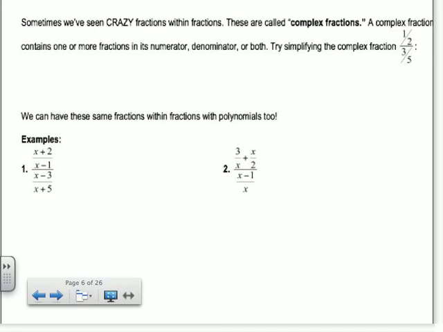Last page. So it says sometimes we've seen crazy fractions within fractions. These are called complex fractions. Now it's not called complex fractions because they're complex numbers, so it doesn't have i's in them. They're just complex fractions because they look really difficult. A complex fraction contains one or more fractions in its numerator, denominator, or both. So try simplifying the complex fraction 1/2 over 3/5.